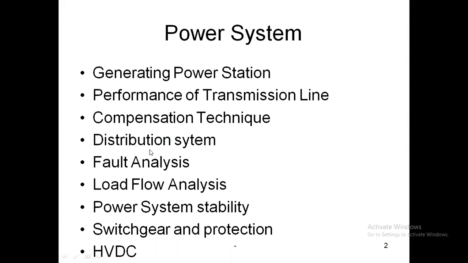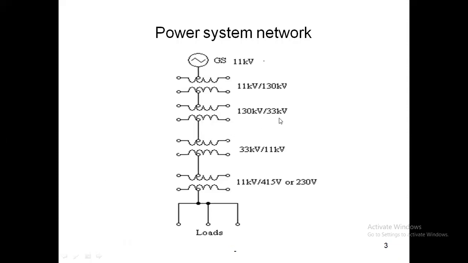So these are the topics which are covered under the power system course. Let us see the general structure of the power system network. If you look into this figure, it is the general structure of the power system network. You have a generating station, GS, which generates the bulk electrical power at the 11 kV voltage level.